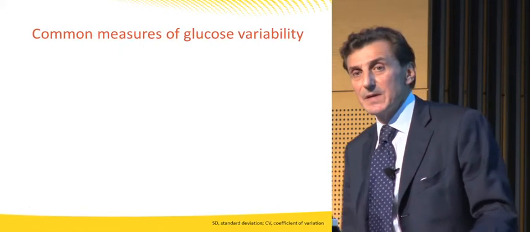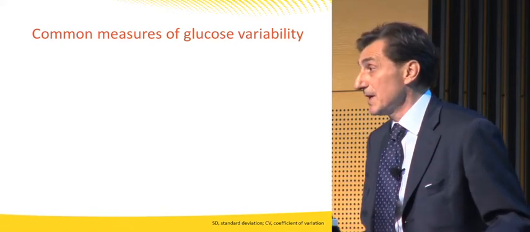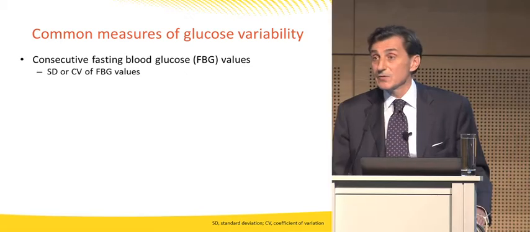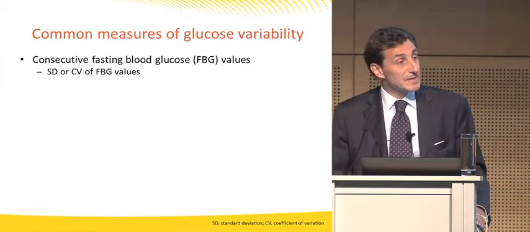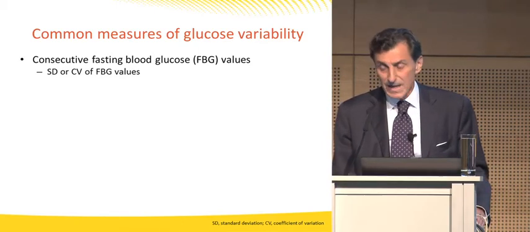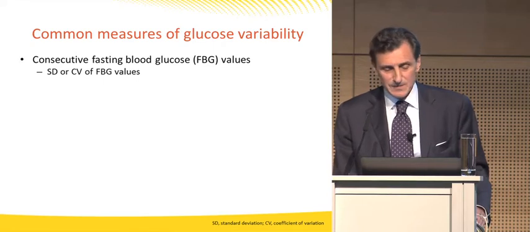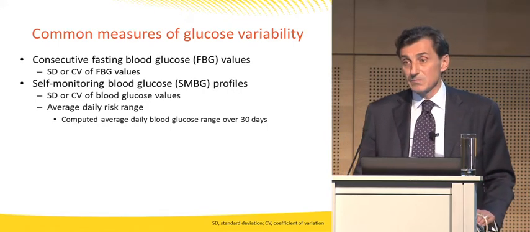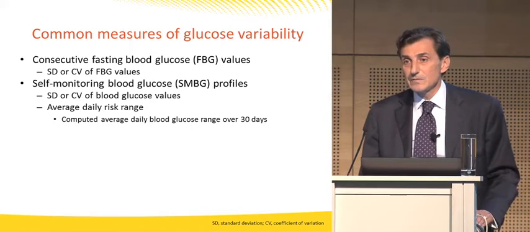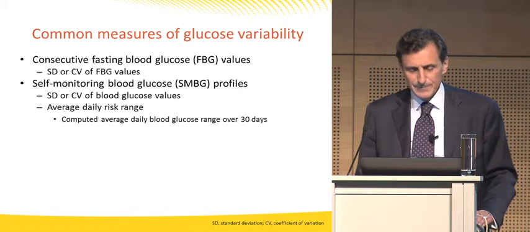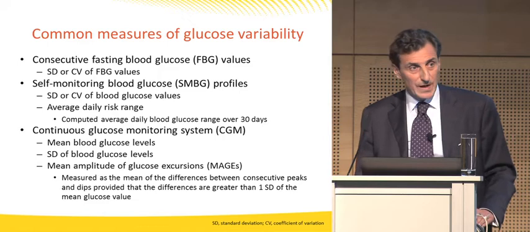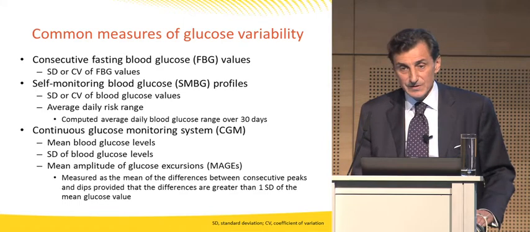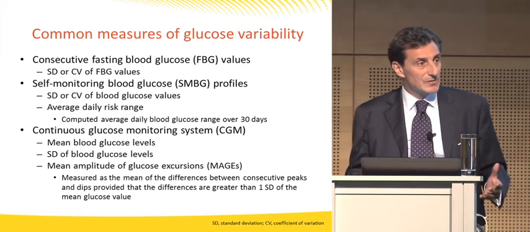How to measure glucose variability? This is a problem in our outpatient clinic every day. We have several tools. We can measure glucose variability by making consecutive fasting blood glucose measurements, as has been presented by Ramsey in the LEAD paper, and measuring standard deviation or coefficient of variation of fasting blood glucose values. We can measure variability using SMBG, looking at standard deviation or coefficient of variation, or using the Kovatchev indices like ADRR. And obviously, the best way to measure glucose variability is through continuous glucose monitoring, using CONGA, MAGE, and other measures. So we have several tools to measure variability.